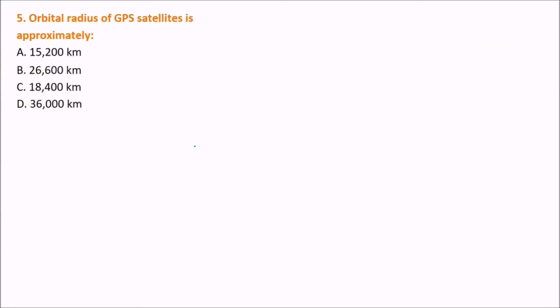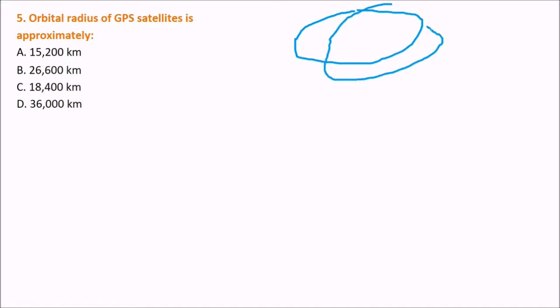Next question is, orbital radius of GPS satellite is approximately. Orbital radius. Can you answer this? The orbital radius of the GPS satellite. The answer is 26,600 km. 26,600 is the orbital radius of the GPS satellite.